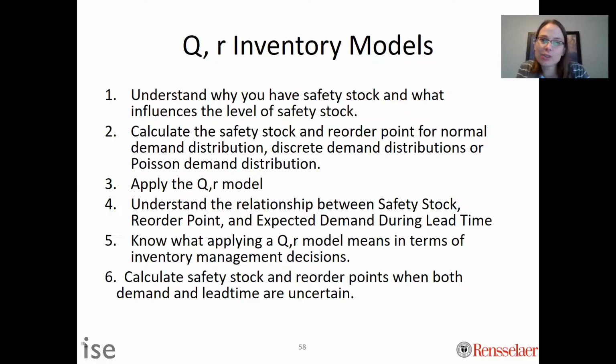All right, so what should you be able to do in the QR model? You should understand why you have safety stock and what influences the level of safety stock. The key here is the cycle service level and the standard deviation of lead time demand. That's what influences how much safety stock. Any uncertainty drives up the safety stock, and how good a service level you want also drives up your safety stock. You should be able to calculate the safety stock and reorder points for normal demand distributions, discrete demand distributions, or Poisson demand distributions. You should be able to apply the QR model. You should understand the relationship between safety stock, reorder point, and expected demand during lead time. You should know what applying a QR model means in terms of inventory management decisions, and you should be able to calculate safety stock and reorder points when both demand and lead times are uncertain.